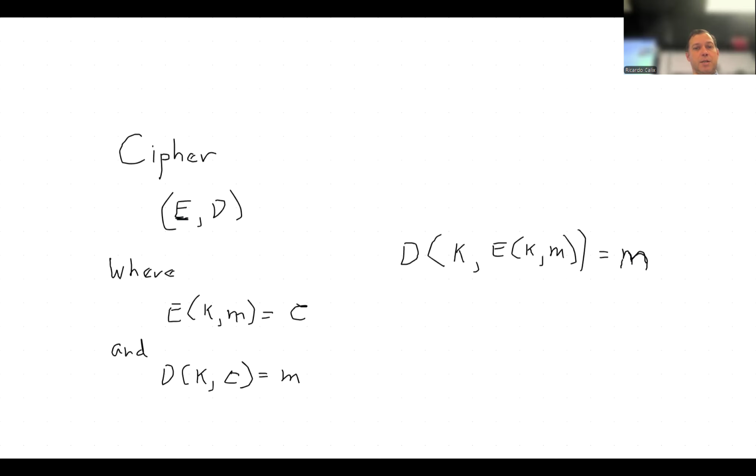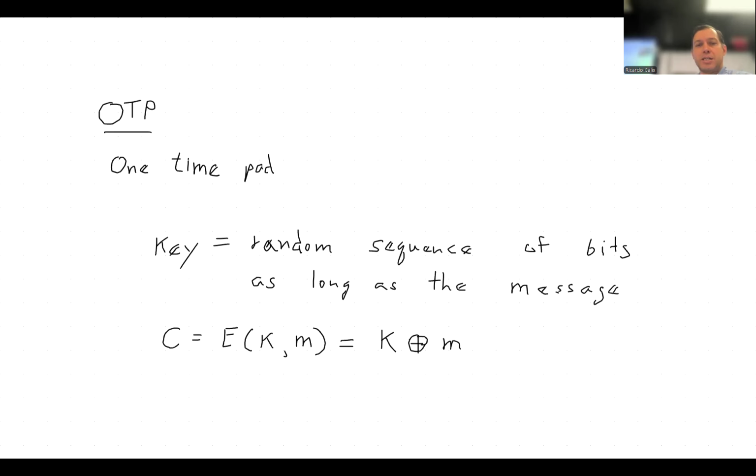cipher, which is going to be the one-time pad. Okay, there we go. I'm going to say that the key is a random sequence of bits as long as the message, and then E is just XORing K with M. That's it. Got it? Pretty simple. So this is the XOR operation.